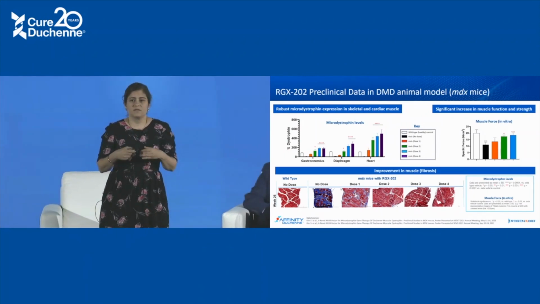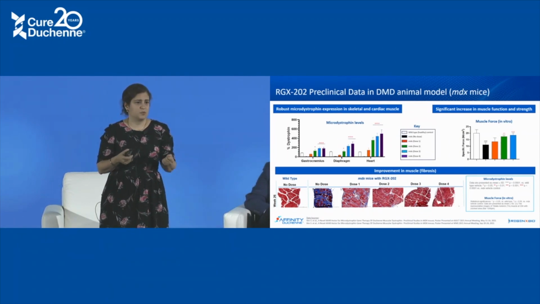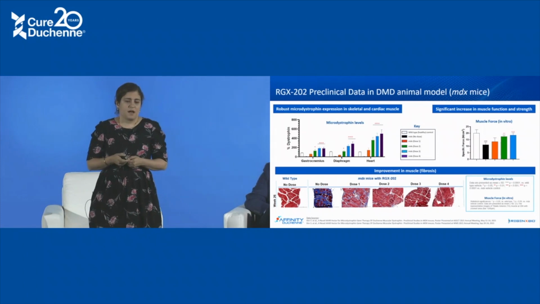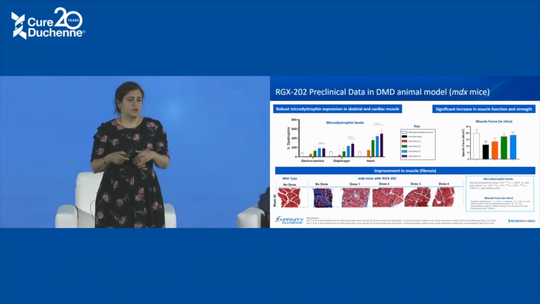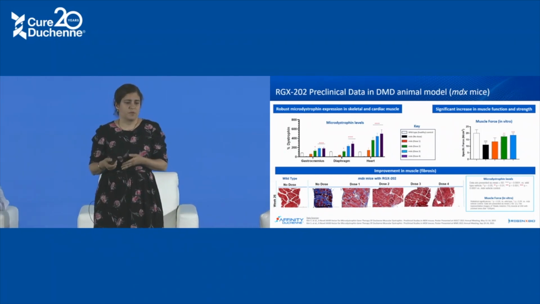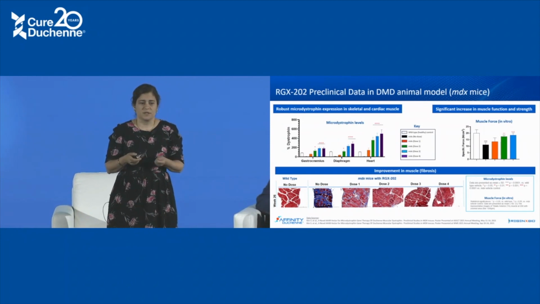We see a significant increase in muscle function and strength with the in vitro force data, which is strength testing of the individual muscles in the mice. Again, with the increasing doses of RGX-202. And at the bottom here, you can see that there's an improvement in muscle fibrosis, which is some of the scar tissue that you sometimes see in the muscle that develops in kids with Duchenne muscular dystrophy.